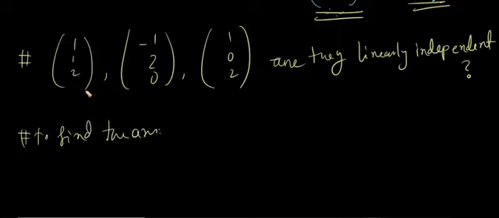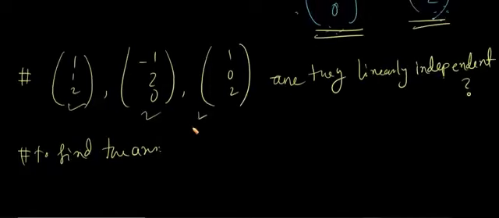what we need to do is take these columns, stack them up to form a matrix, and calculate its determinant. If the determinant is not 0, that means they are linearly independent. If the determinant is 0, they are linearly dependent. So, as I said, stack them up. That means choose this, this, and this. You can choose in any order you want, because ultimately you are calculating the determinant, and it doesn't matter which column comes first, which column comes second.